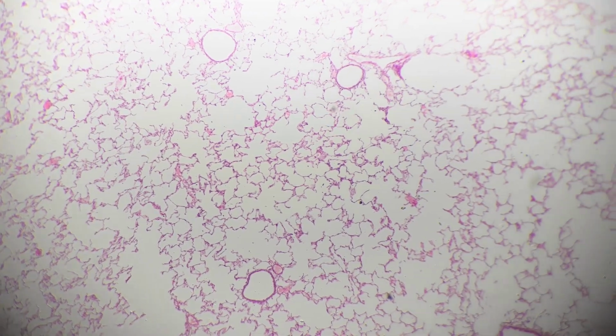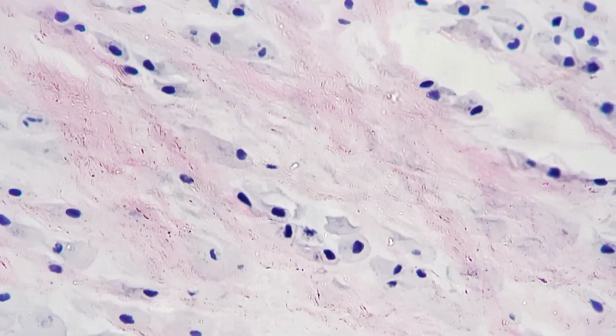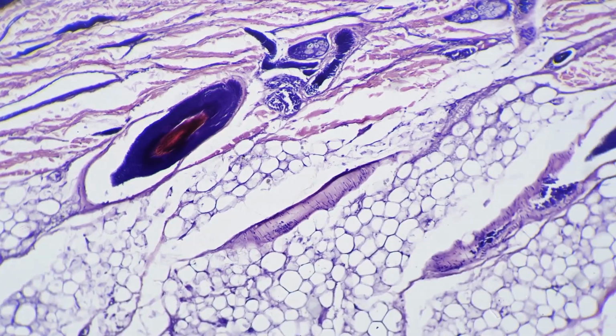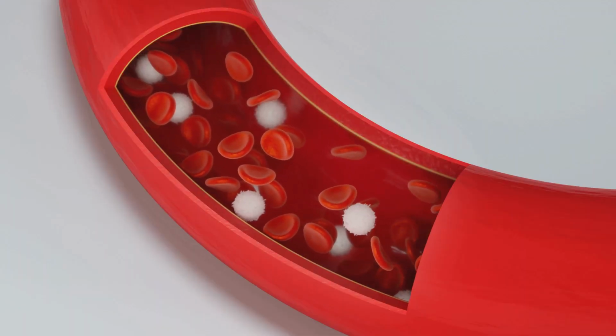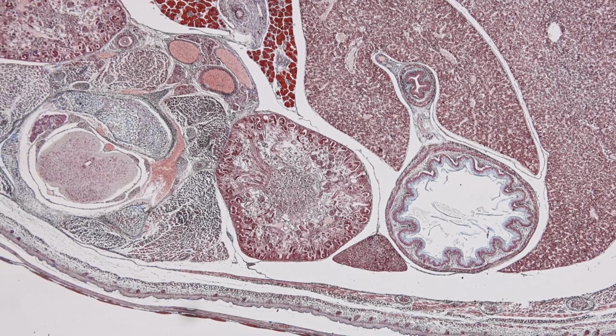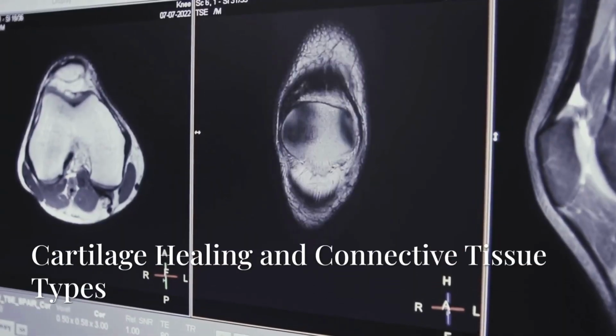Let's look at the types of connective tissue. Dense connective tissue includes tendons and ligaments. Loose connective tissue includes areolar and adipose tissue. Fluid connective tissue includes blood and lymph. And supportive connective tissue includes bone and cartilage.